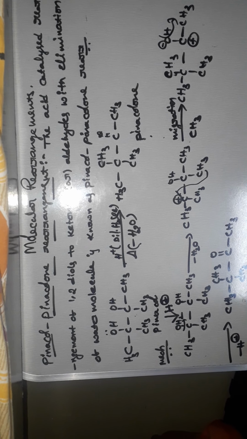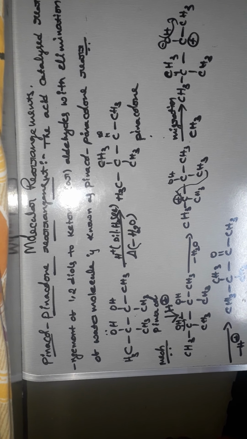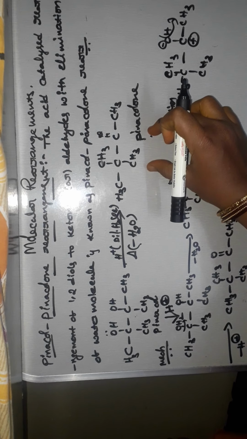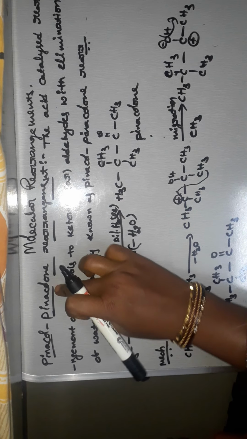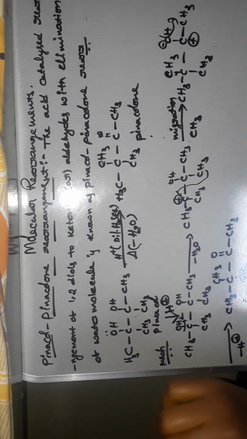This is the pinacolone rearrangement. First, what is the pinacolone rearrangement? This is the acid catalyzed rearrangement of 1,2 diols to ketones or aldehydes. We take a diol and it forms a ketone or aldehyde in the presence of acid, then it is known as the pinacolone rearrangement. It involves 3 steps.